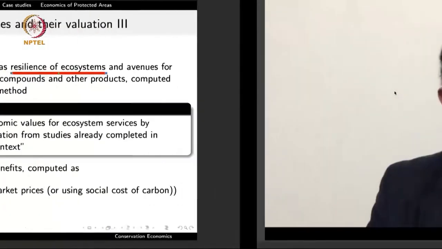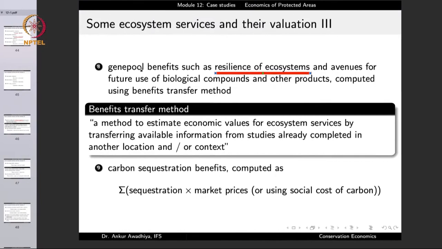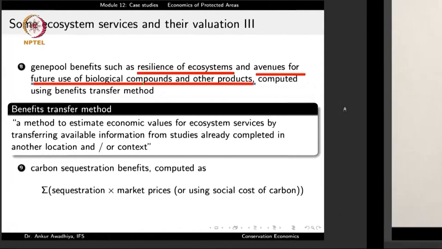But when you are maintaining a system as a protected area, you maintain the organisms in this ecosystem in the best possible state. And so they are much more resilient to any impacts or any disturbances, such as because of the release of pollutants or because of an oil spill or because of a forest fire. So we get gene pool benefits in terms of resilience of ecosystems. We also have avenues for future use of biological compounds and their products, which means that if we have a new disease that comes up, then we will have to look for medicines. We will have to look for those compounds that can help us fight those diseases.